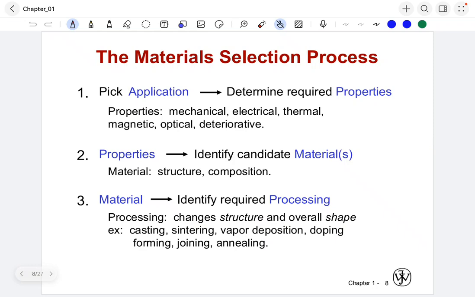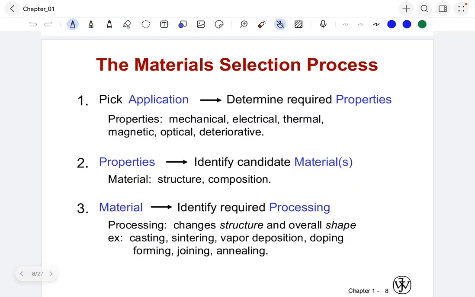Now, moving to the material selection process, as we can see here, the first step is to pick the application, then determine the required properties, and we've got a couple of properties in here: mechanical, electrical, thermal, magnetic, optical, and deteriorative. Later in this video, we're going to talk more in depth about these properties.